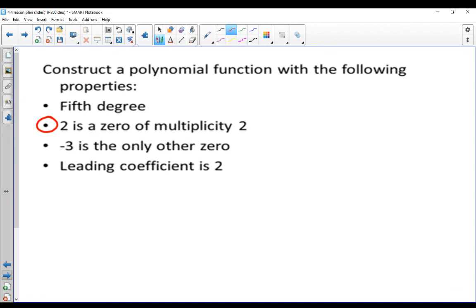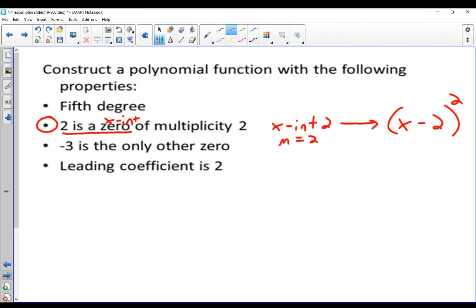2 is a 0, or more specifically, an x-intercept. So if our x-intercept is 2, that means our factor has to be x minus 2. That's the only way to have an x-intercept of 2. Our multiplicity will also be 2. So just like that, x minus 2 squared is going to be part of our answer. Done.